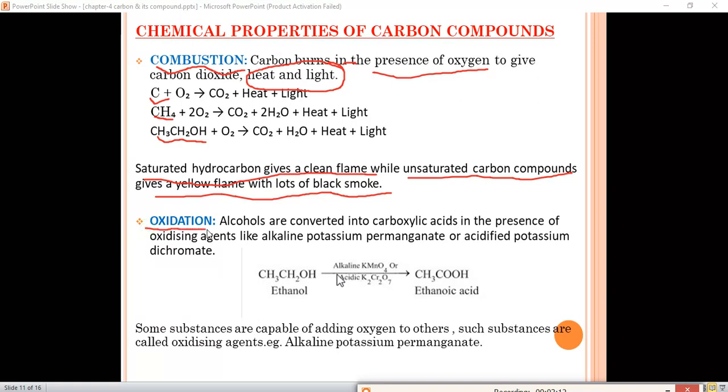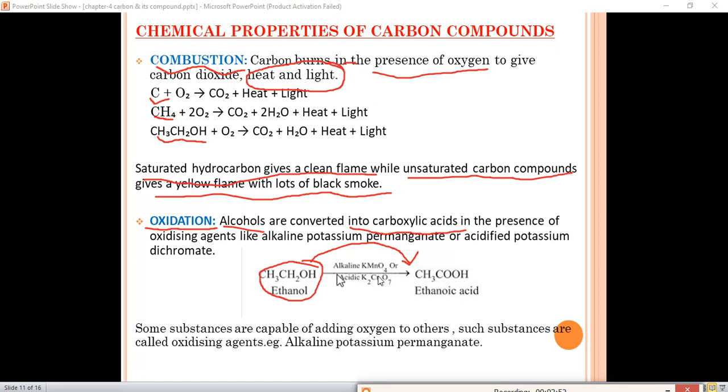Okay, our next topic is oxidation. Oxidation means addition of oxygen. Alcohols are converted into carboxylic acid in the presence of an oxidizing agent like alkaline potassium permanganate or acidified potassium dichromate. In oxidation reaction, we will convert alcohol into carboxylic acid. We will see an example. Ethanol, CH3CH2OH, will be converted into ethanoic acid, CH3COOH, in the presence of oxidizing agents like alkaline KMnO4 or acidified K2Cr2O7. Any one of the oxidizing agents you should remember for this reaction.